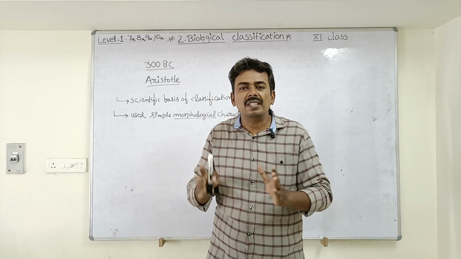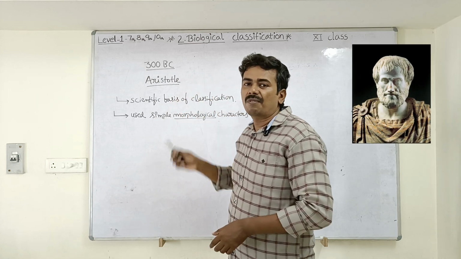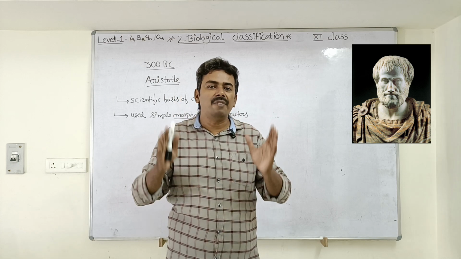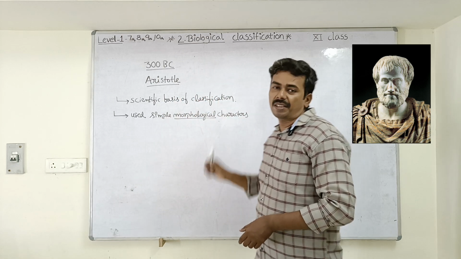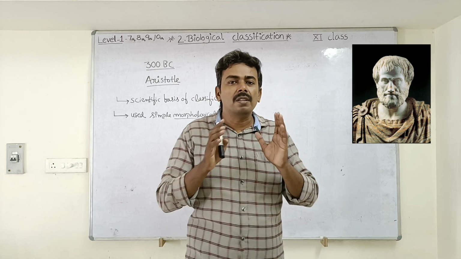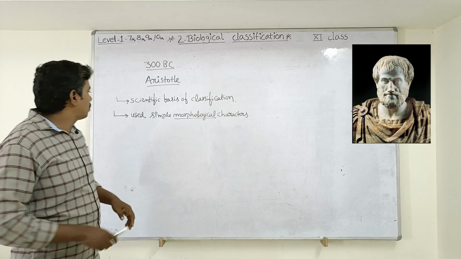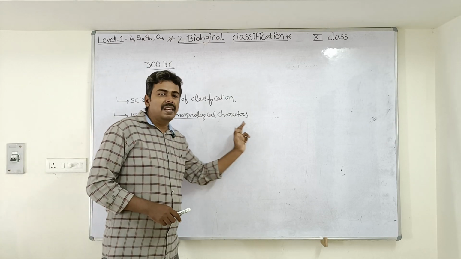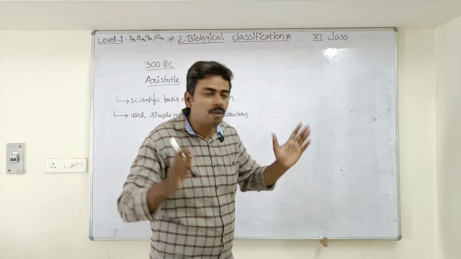Okay, for first time Aristotle, the Greek philosopher Aristotle, was the first person to classify the living organisms on scientific basis. So he used scientific basis for classification. So what characters he used? He used simple morphological characters of living organisms to classify them into different groups.